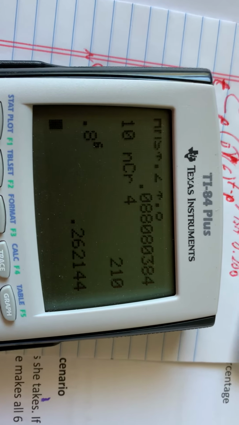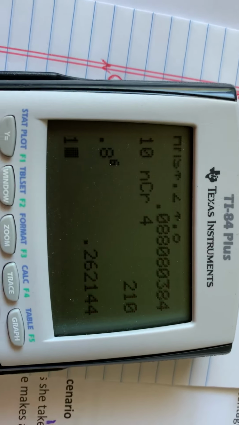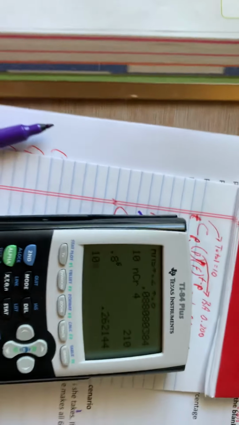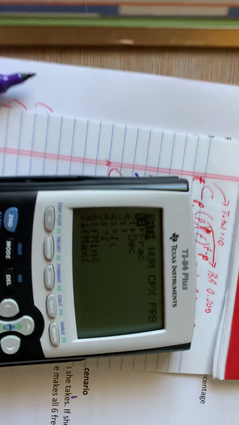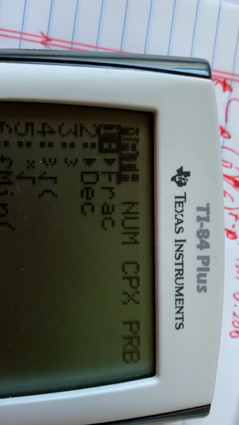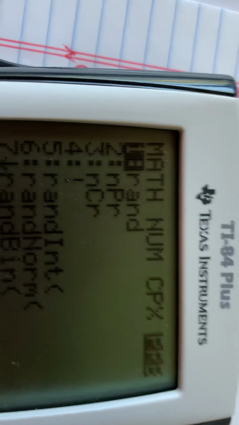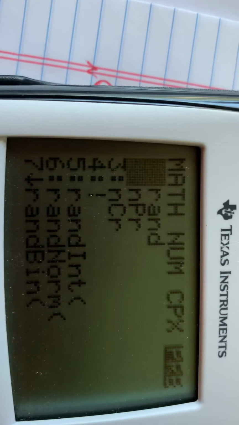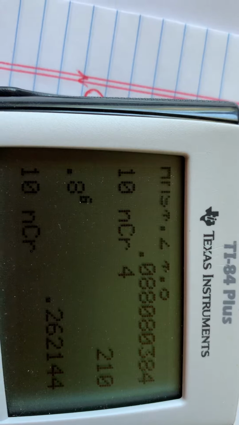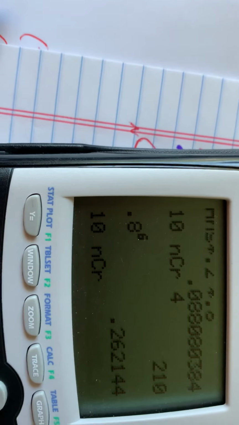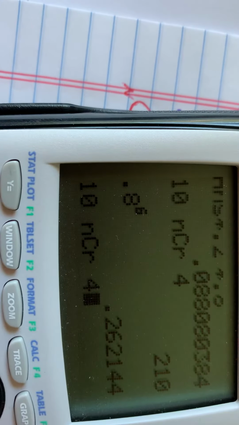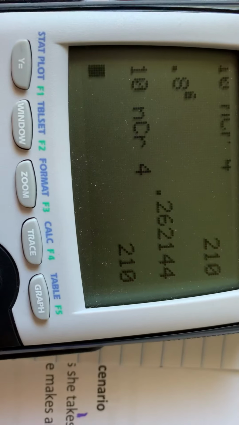I have to put my n in first, which is going to be my 10. And then I go to math. And then I'm going to slide over to probability. Number 3 is my combination. And then I put in my final number, which was the 4, and enter. And I get my 210.